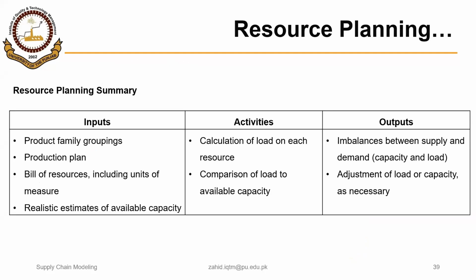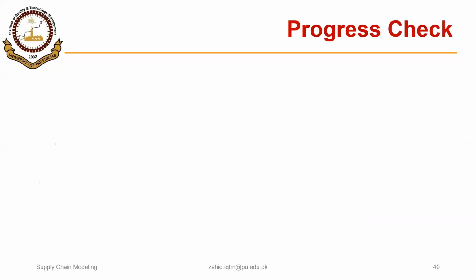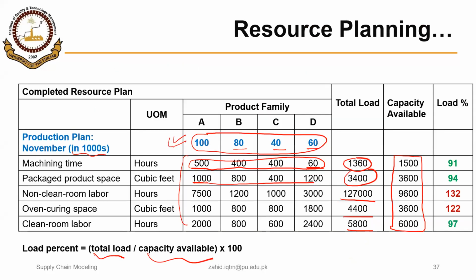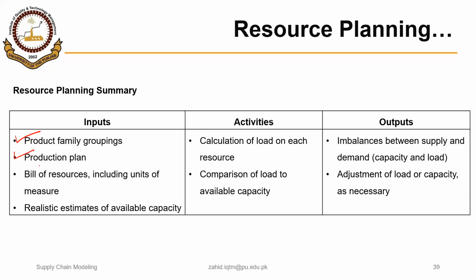So this is the summary of the resource planning process. The inputs to this process are product family groupings. Just as in the previous examples, we had 4 product families, and the production plan. These quantities are the production plan quantities from S&OP, the bill of resources, including units of measure, and estimates of capacity. So you saw all these elements in the previous examples. We have to calculate the load on each resource and then compare the load to available capacity. And if there are imbalances between supply and demand, we have to adjust the load or capacity, or acquire new resources if possible.